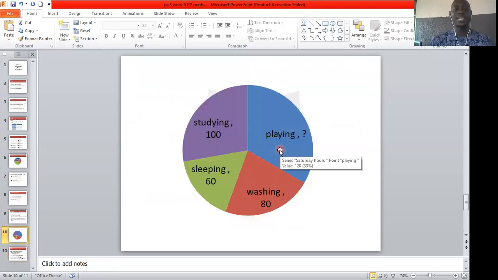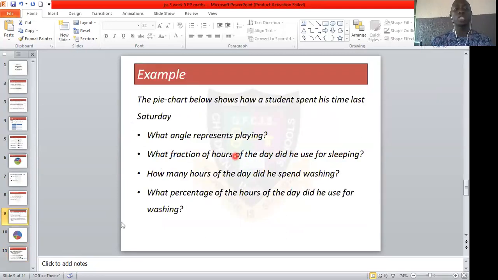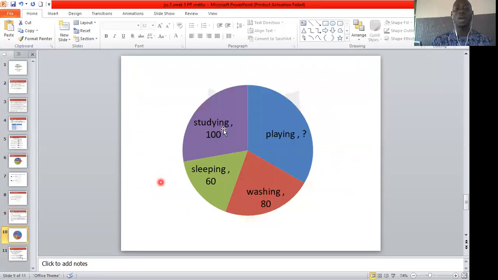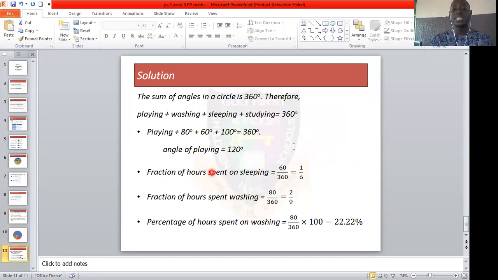So number two says, what fraction of the hours of the day did you use sleeping? This is the sector of sleeping, which is 60 divided by 360. The total hours in degrees is 360, and the total time for sleeping is 60 degrees. So to find the fraction of hours sleeping, 60 degrees over 360, which will be 1 over 6.